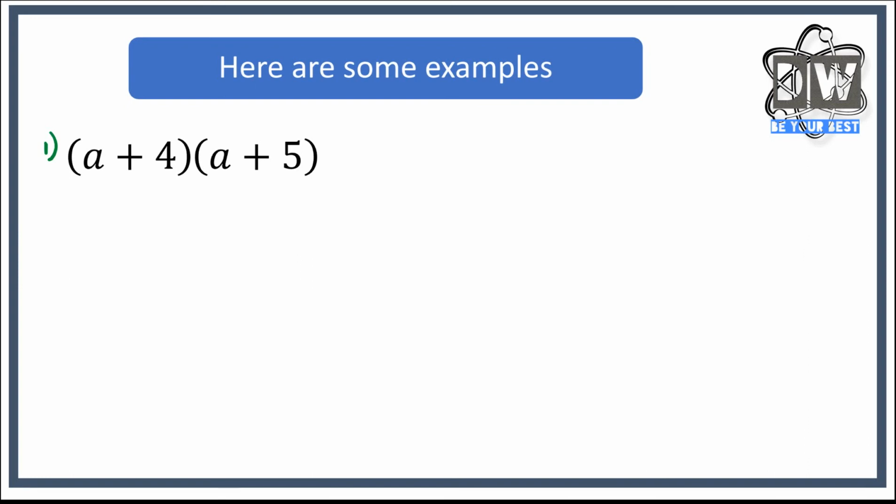Alright, so first up we had a times a gives us a squared, and a times 5 gives us 5a. So we've got a squared there plus 5a. Next up we had 4 times a gives us 4a, and 4 times 5 gives us 20. So hopefully you got that right, and then we're going to add the like terms and we'll end up with a squared plus 9a plus 20.